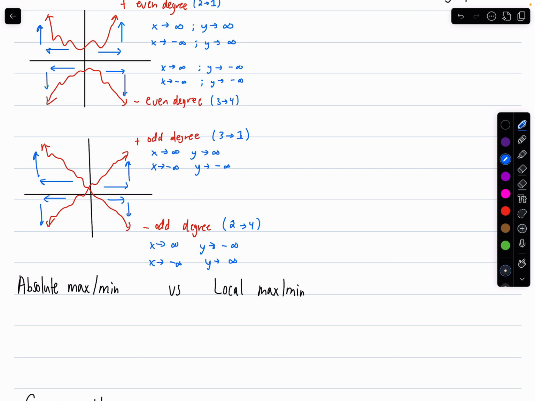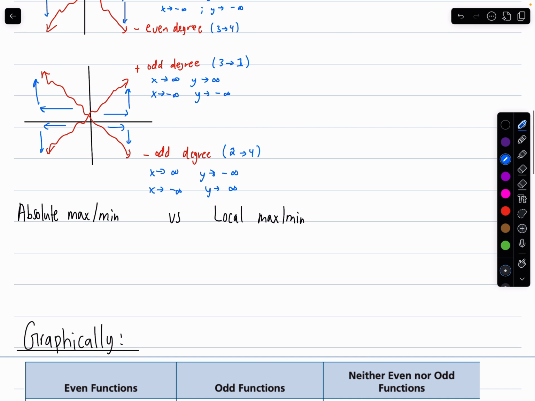Absolute maxes and mins versus local maxes and mins. I just want to explain this because a lot of people mess this up, but it's actually very, very simple. So if I have a function that looks like this, actually, I'll make it like this. Okay, so let's look at this function.